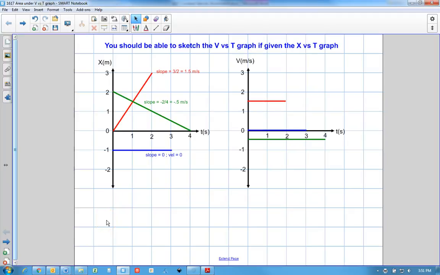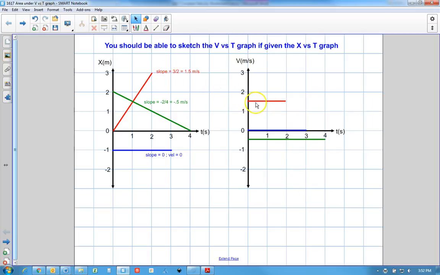Hello. This tutorial should help you complete your homework over Constant Velocity Worksheet 8. By now, you should be able to sketch the velocity versus time graph if you are given a position versus time graph. On this red line right here, we can see that it goes up 3 meters in 2 seconds for a velocity of 1.5. And we've got a velocity of 1.5 for 2 seconds on our velocity versus time graph.